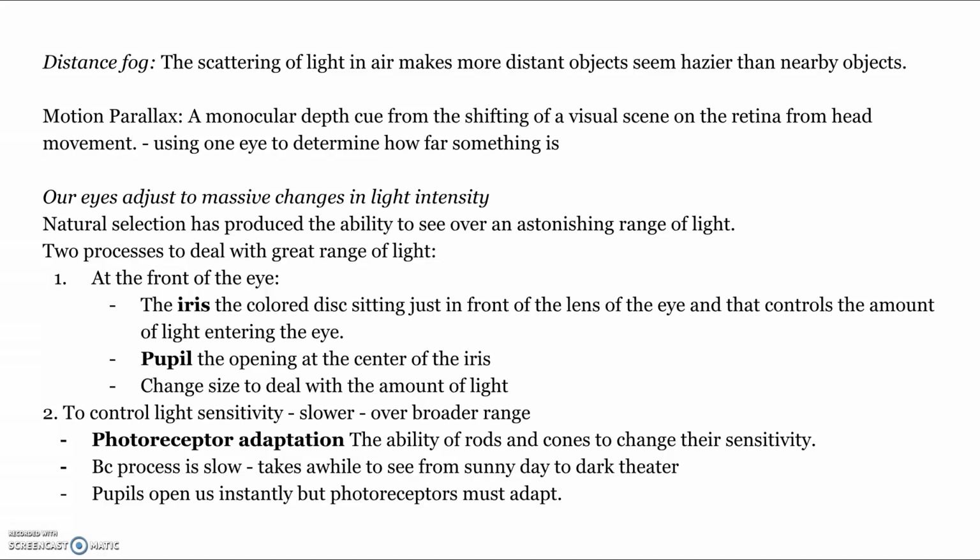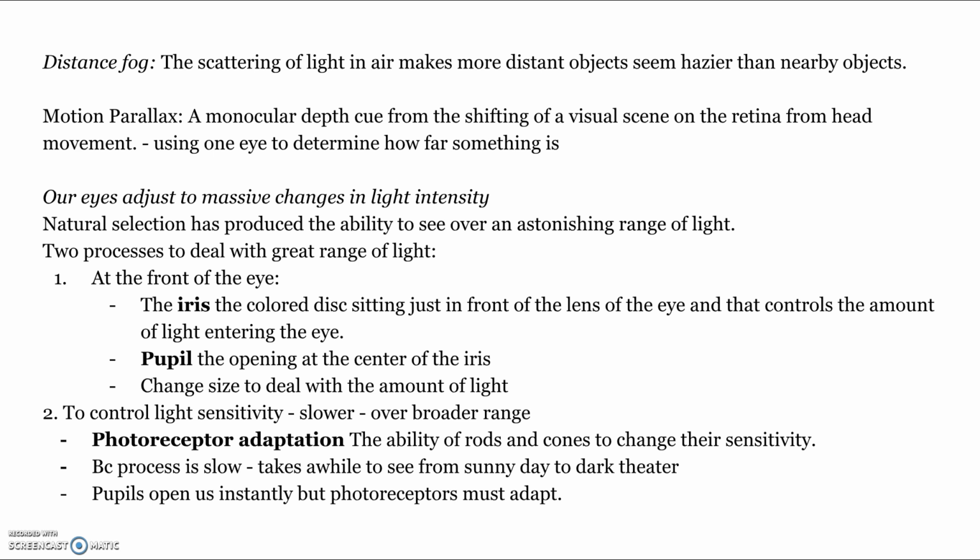Our eyes adjust to massive changes in light intensity. Natural selection has produced the ability to see over an astonishing range of light. Two processes deal with this great range of light. The first is at the front of the eye: the iris is the colored disc sitting just in front of the lens of the eye and controls the amount of light entering the eye. The pupil is the opening at the center of the iris. It changes size to deal with the amount of light.